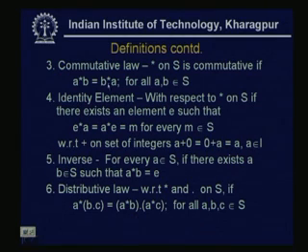Now, another rule is commutative. Again we are taking the same operator star and the same set S. That means the star operator on S is commutative if A star B equals B star A for all A, B belonging to S.